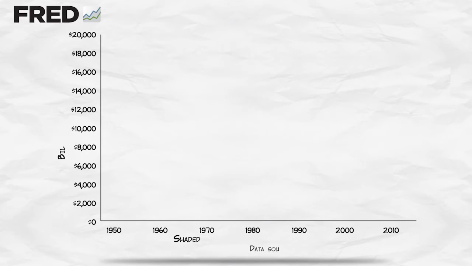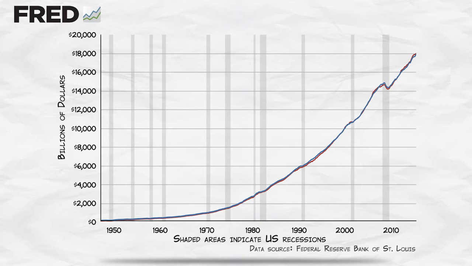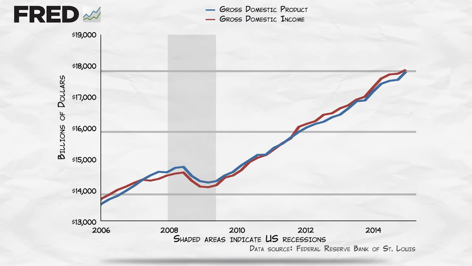Let's take a look at the FRED database. Here, we graph GDP and GDI. Hard to see a difference, right? But zoom in a little bit, however. We can now see that they're not perfectly identical. And in a recession, economists often look at both figures, since one of them might sometimes give us an earlier or more accurate picture of the economic situation.